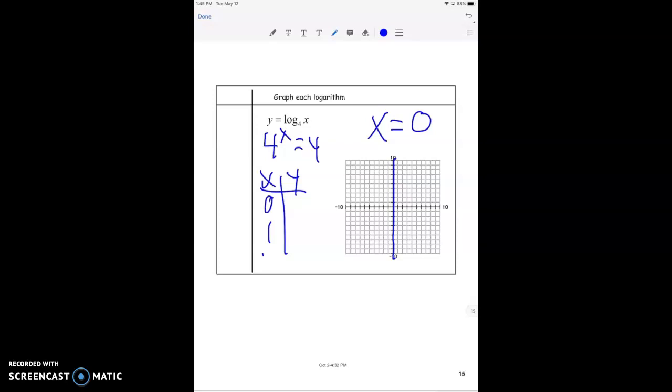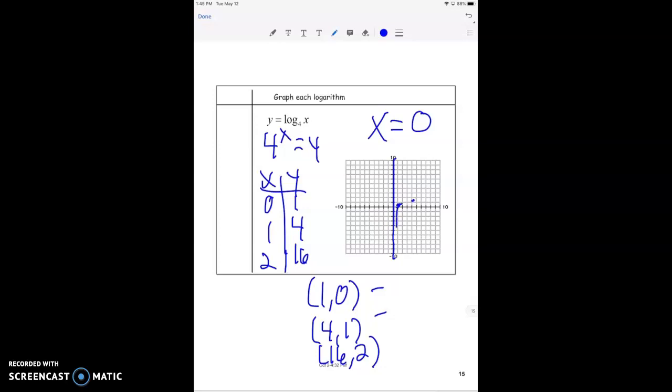0, 1, 2. Plug in 0, 1, 2 and you get 1, 4, 16. Go ahead, switch your points. So 1, 0, 4, 1, and 16, 2. If I'm graphing this, obviously I can only graph the first 2 points. Let's see, 1, 0 is here, and 4, 1 is here.